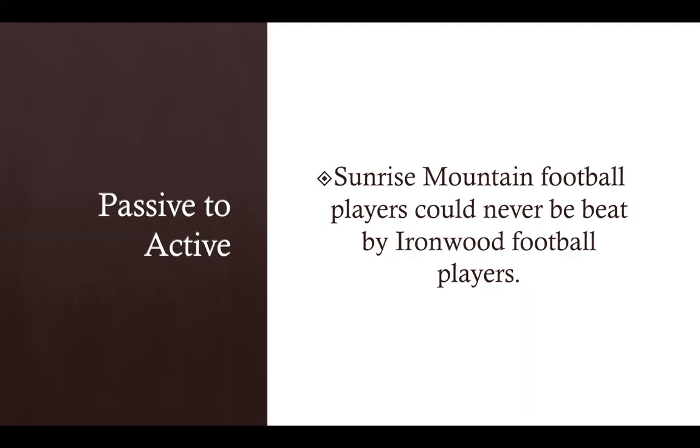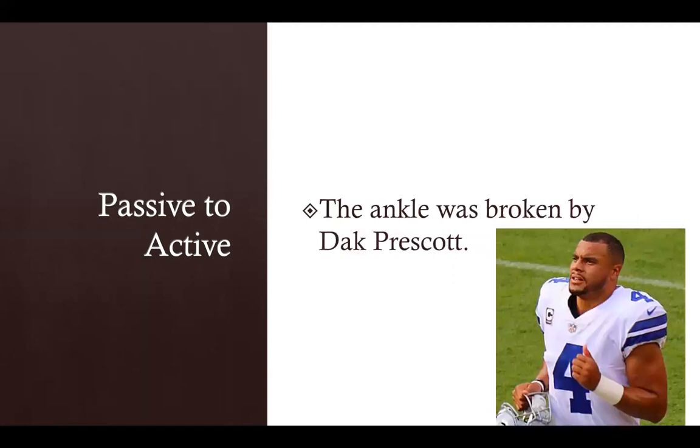Sunrise Mountain football players could never be beat by Ironwood football players. Active voice would be Ironwood football players could never beat Sunrise Mountain football players. Do we see the difference? Okay. The ankle was broken by Dak Prescott. I'm going to give you some wait time. Feel free to write these down. If you feel like the previous examples just didn't do you justice, this is just like a practice with the whole class. So active voice would be Dak Prescott broke his ankle.